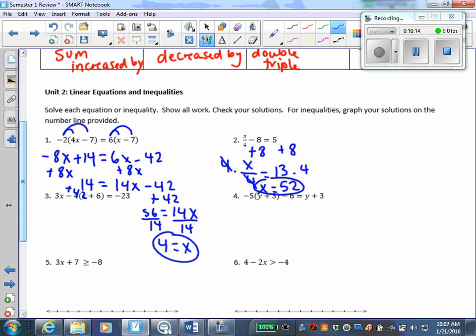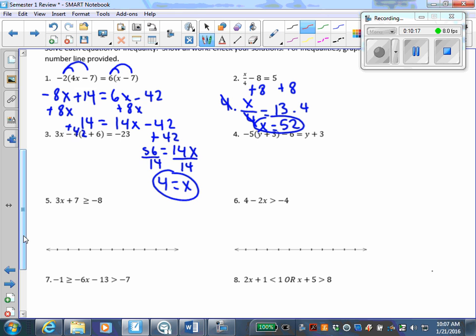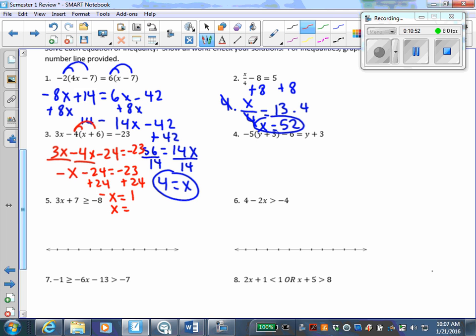All right, number 3. I'm going to switch colors so I don't get confused. I'm going to have to erase so I can read better. Okay, 3x minus 4 times x plus 6 equals negative 23. I have to distribute this. So it's got to be 3x minus 4x minus 24 equals negative 23. I've got these x's on the same side, that means I want to combine like terms. If I have 3x and I take away 4x, I really have a negative 1x. Minus 24 equals negative 23. So now I want to add 24. And I get negative x equals, that's a positive 1, divide by negative 1, and I get x equals negative 1.